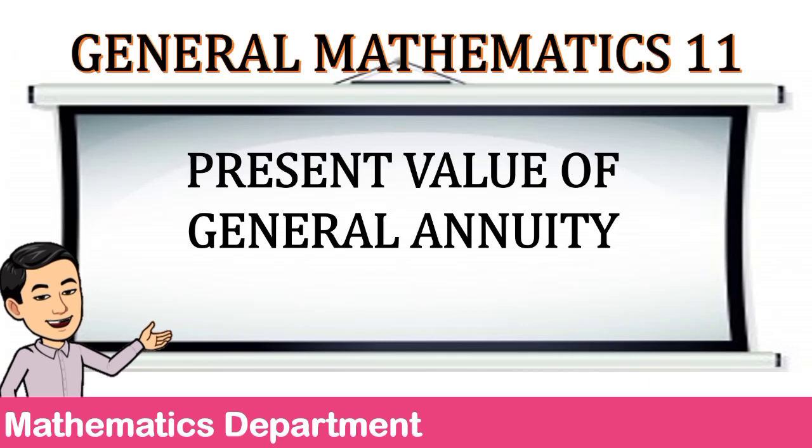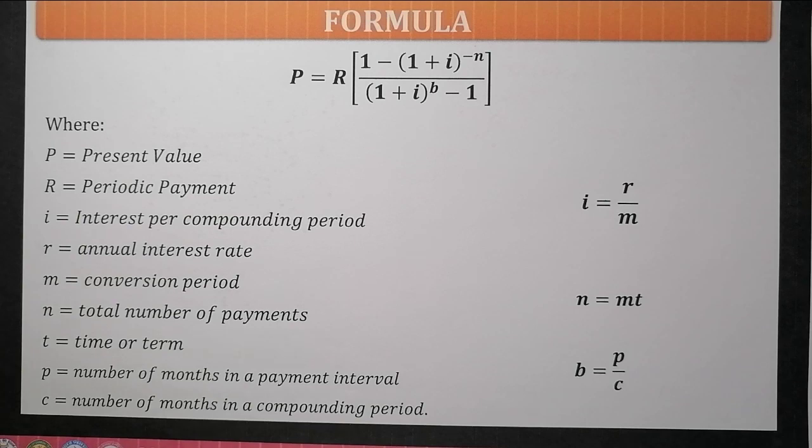Dito naman sa video lesson na ito ay ituturo ko naman sa inyo kung paano natin makukuha ang present value ng isang general annuity. So the same na mga variables ng ating gagamitin, the same yung computation ng I, the same yung computation ng N, at the same yung computation natin ng B. So ang bagong variable lang na gagamitin natin dito is yung letter P natin, which stands for the present value. So ang formula natin sa pagkuha ng present value is P is equal to R times 1 minus the quantity of 1 plus I raised to negative N, and then over 1 plus I raised to B minus 1.